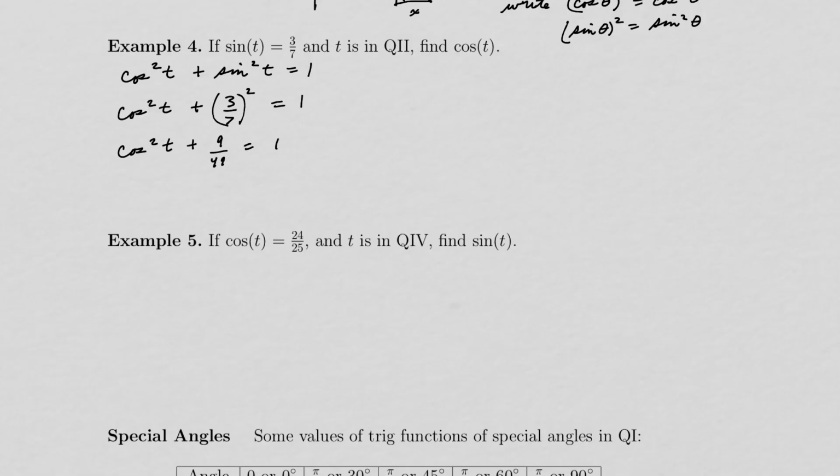And then if I subtract 9 over 49 from both sides, on the right-hand side I have cosine squared of t equals 1 minus 9 over 49. But I can rewrite 1 as 49 over 49 because I want the same denominator, so I can subtract them. So this is 49 over 49 minus 9 over 49. And what is that? Well, that's going to be 40 over 49.